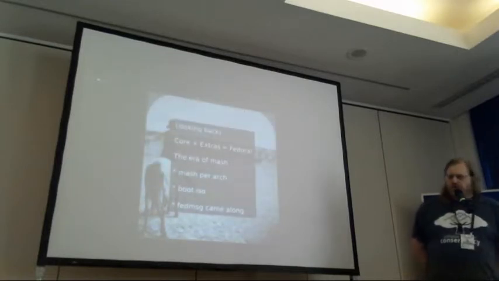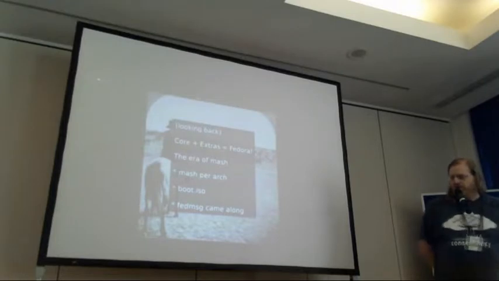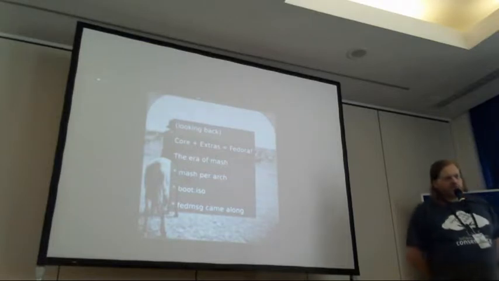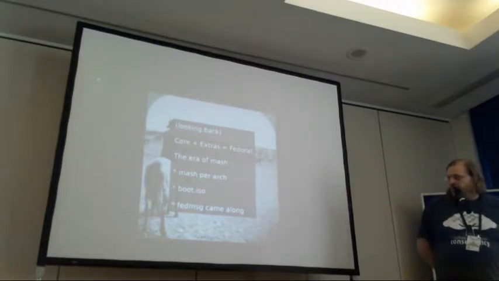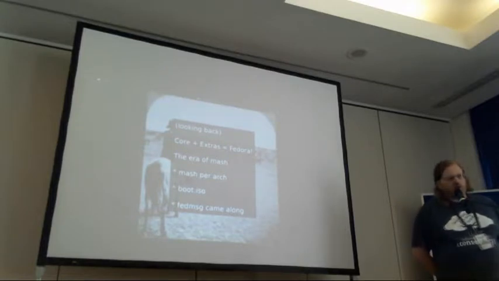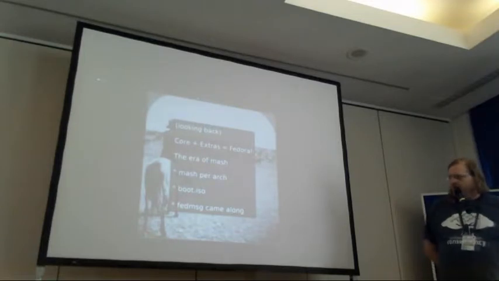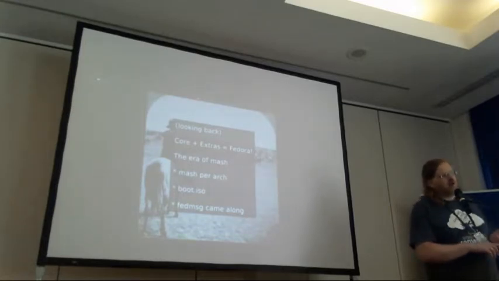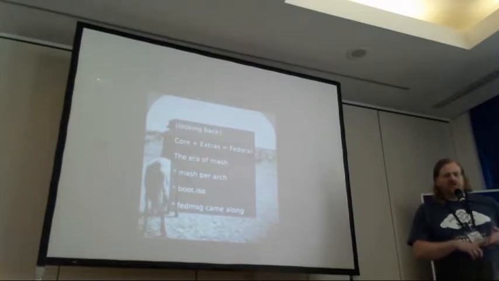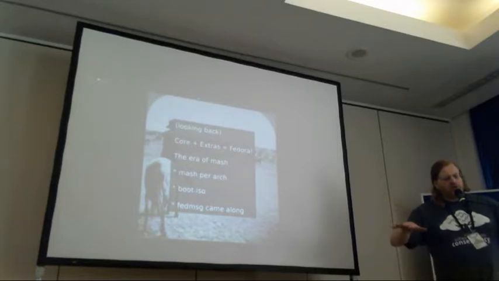Then we, of course, had Core and Extras merge into Fedora, and this was the era of MASH. We used a tool called MASH to compose Rawhide. This was done in the open because Core and Extras merged. MASH had multiple architecture support, so it could compose various different architectures, but each instance was separate, so there would be a SPARC Rawhide and a PowerPC Rawhide compose, and all the architectures were done independently on their own time.